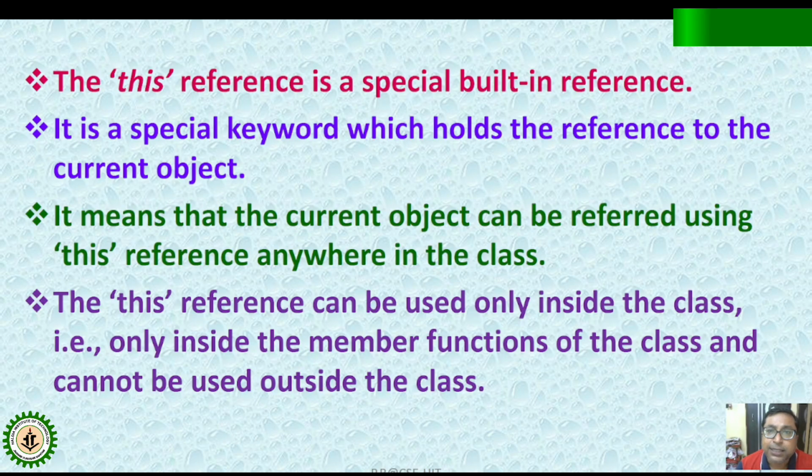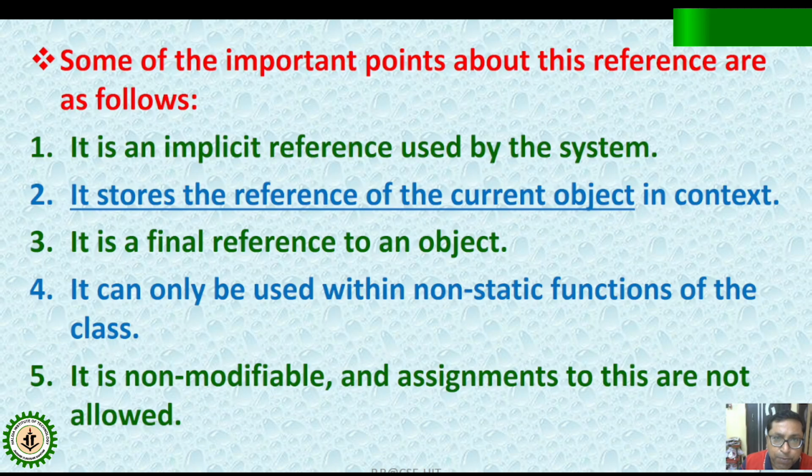Now, this reference is a special built-in reference. First thing is, it is a special keyword which holds the reference to the current object. It means the current object can be referred to using this reference anywhere in the class. This reference can be used only inside the class, that is, only inside the member functions of the class, and cannot be used outside the class. And some important points about this keyword are as follows.